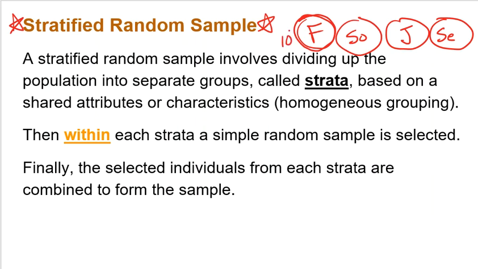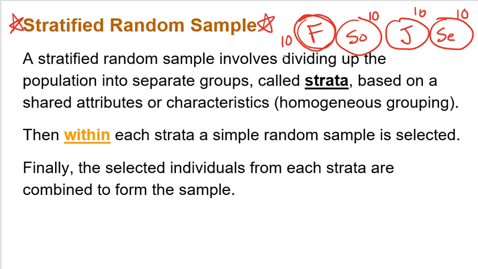How do I do that? Well, then I got to go back to simple random. Every freshman gets a number. Repeats are ignored. Students without those numbers get ignored, and I pick out 10. So that, again, is time consuming. Then I go to the sophomores. 10 sophomores randomly get picked. 10 juniors, 10 seniors.